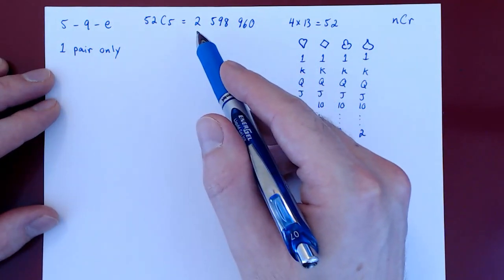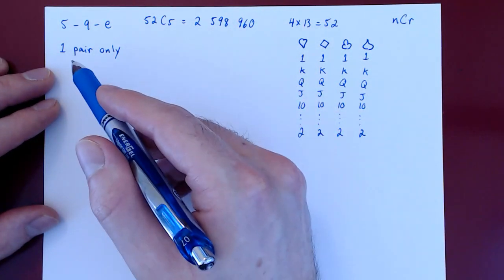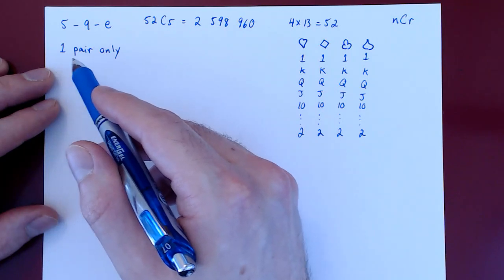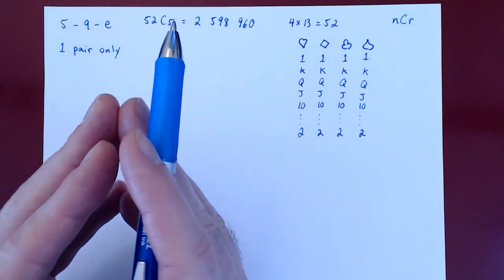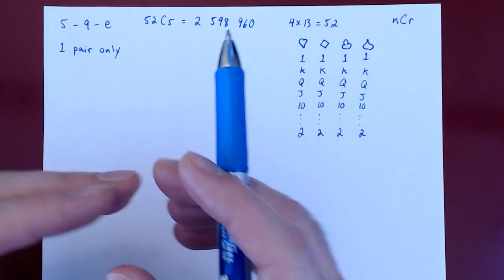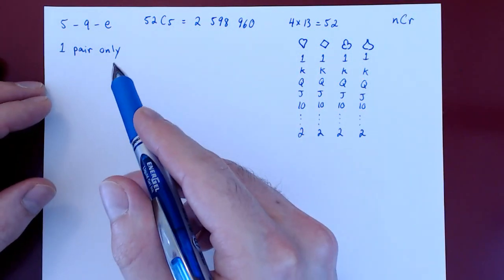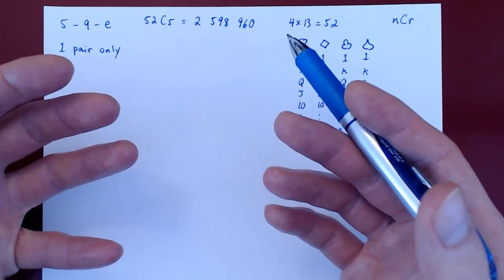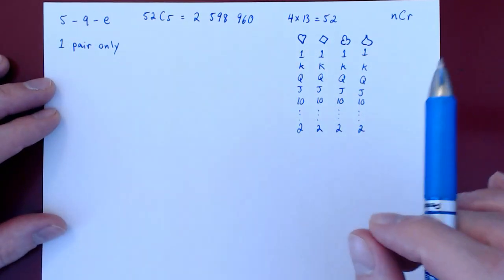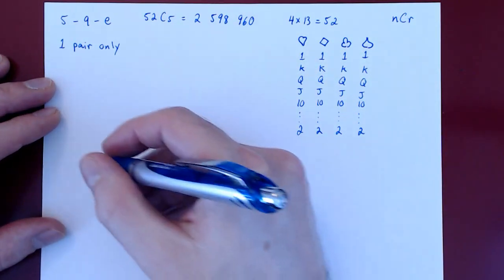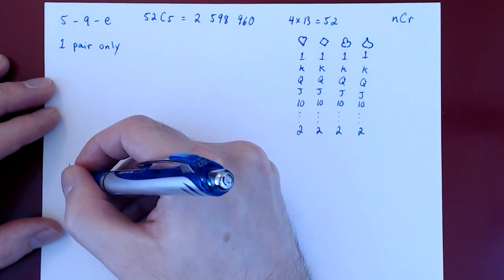And out of all of those possible such hands, we want to count only those that have exactly one pair. So when we say one pair only, what we mean is one pair and nothing stronger. Before we count all such pairs in general, we start with a specific example. So we are dealt 5 cards at random.